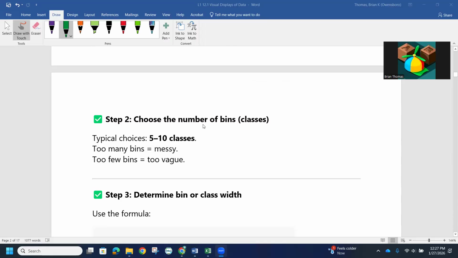Notice how for the frequency distribution, they simply say when you create one, make sure you don't have more than 5 or 10, between 5 and 10 classes. My other book says 5 to 20, but too many classes or bins will make the histogram too messy and too vague. So not too few and not too many.